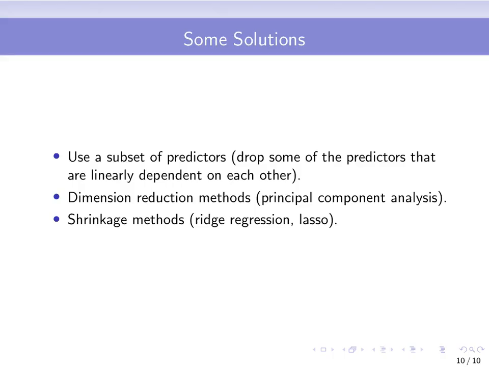What are some solutions? So you could use a subset of predictors. So among those that are linearly dependent on each other, drop some of them, keep maybe one or two of them, right? And that's the method that we'll be using the most over here. There are some other methods that we will look at later on in the class, and you will look at later on in the program. Dimension reduction methods, of which simple principal component analysis is one, and shrinkage methods are some solutions.